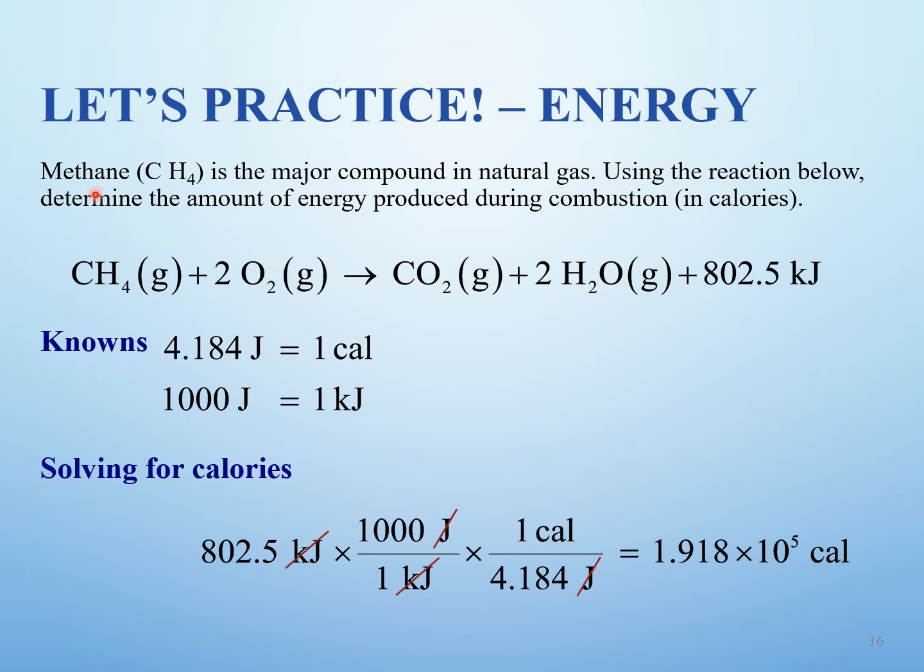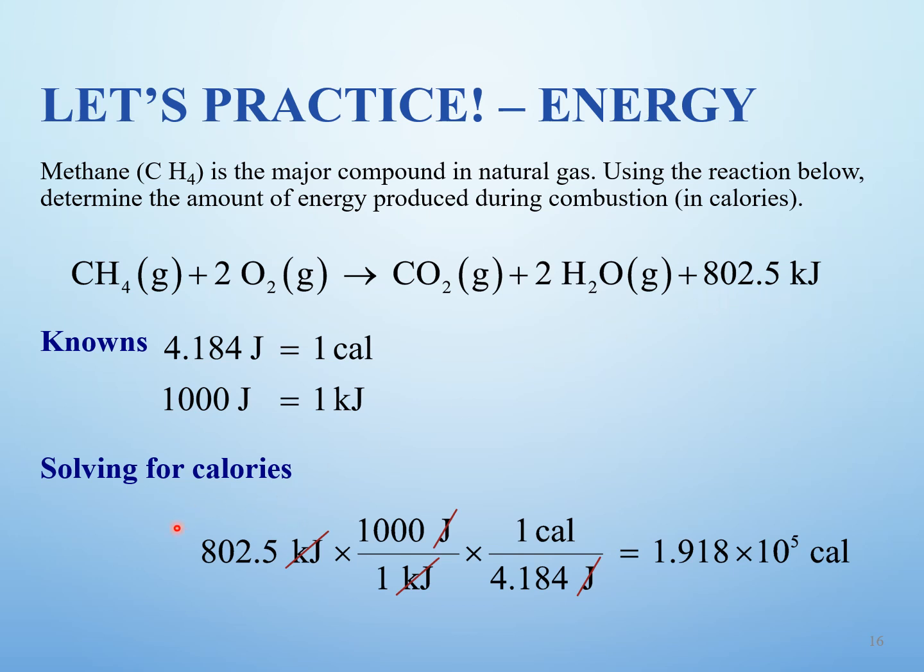So for this one here, we want to use the reaction to determine the amount of energy produced during combustion, and we want to use calories. So we'll have to change from kilojoules to joules and then to calories. Our conversion is 1000 joules is 1 kilojoule because of kilo. Kilo is 1000 and 1 calorie is 4.184 joules. If you need it, this will be provided. And it says here it releases 802.5 kilojoules.